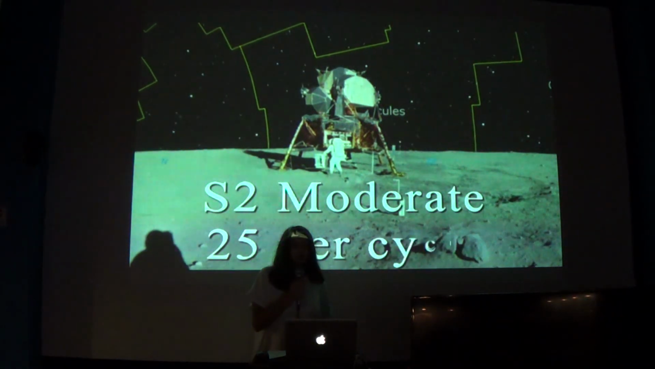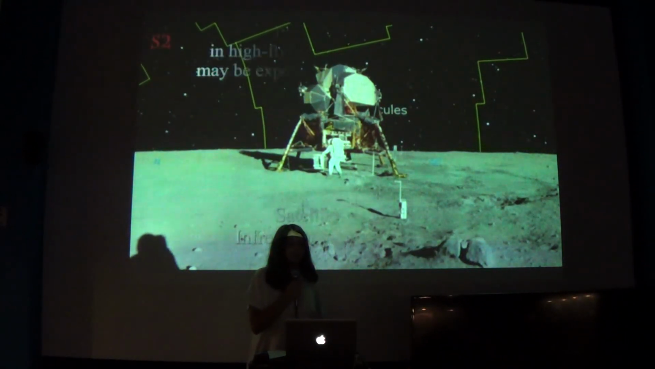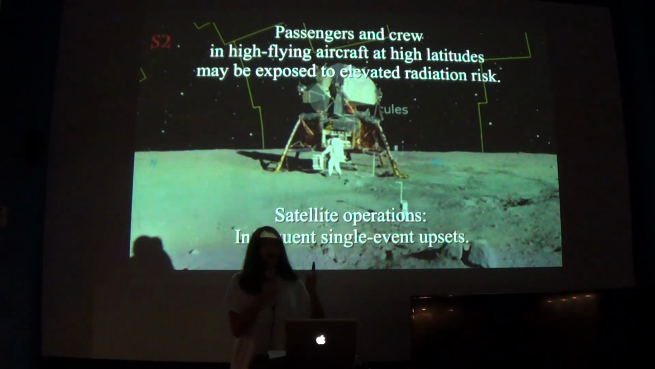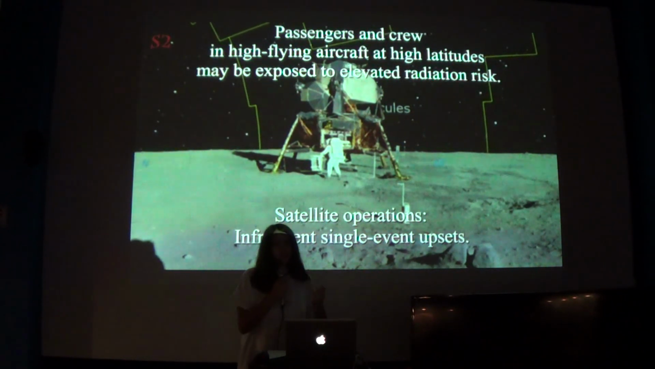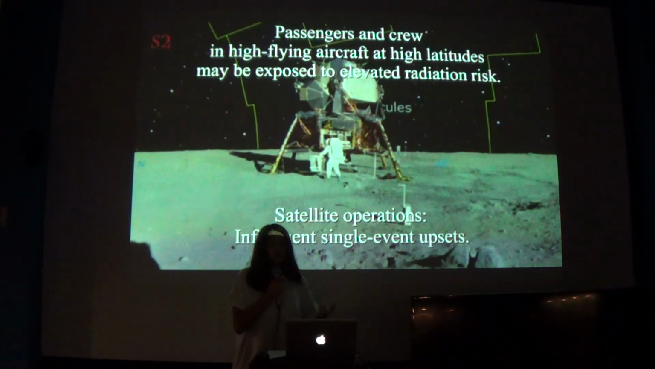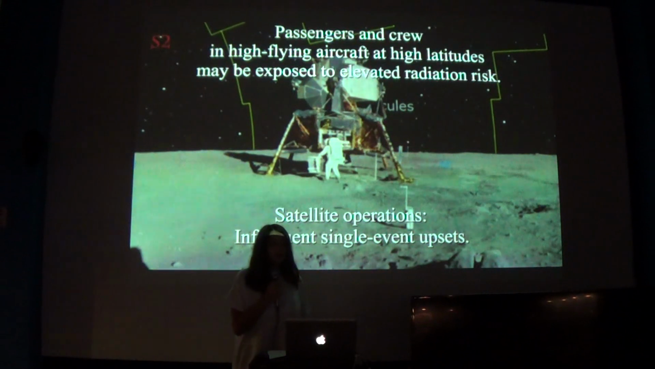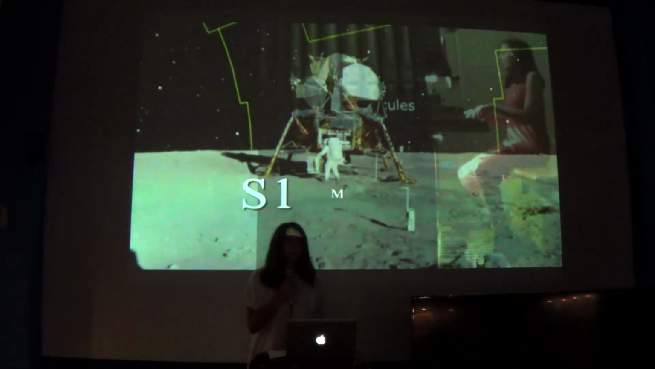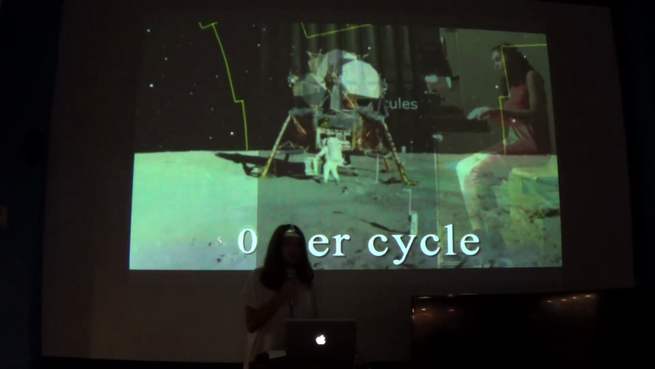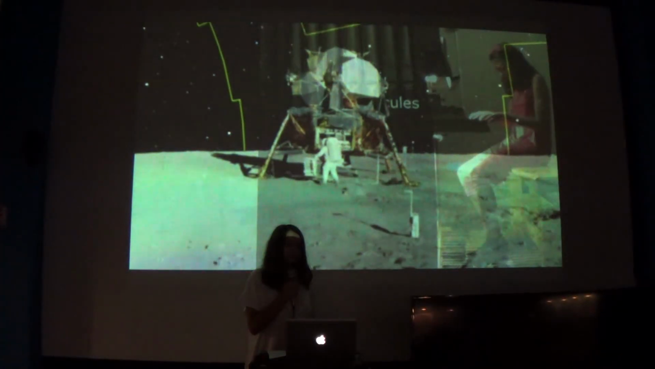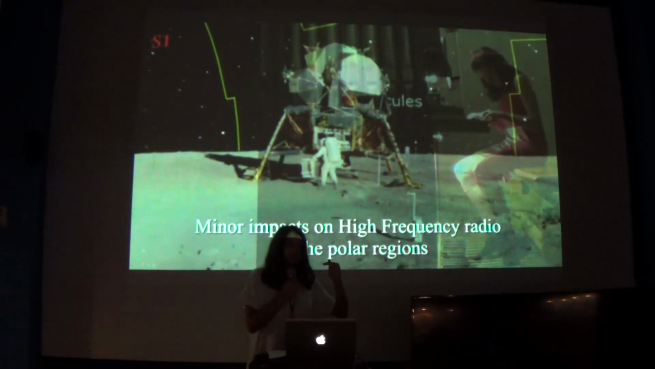S2, moderate, 25 events per cycle. Passengers and crew in high-flying aircraft at high latitudes may be exposed to elevated radiation risk. Satellite operations may experience infrequent single-event upsets. S1, minor, 50 events per solar cycle. Minor impacts on high-frequency radio in polar regions.